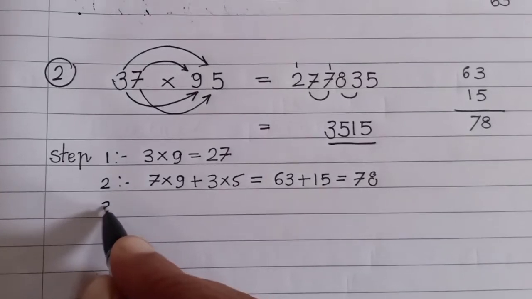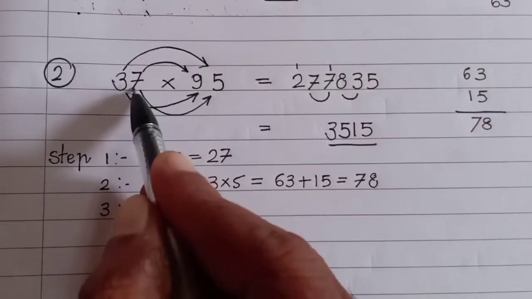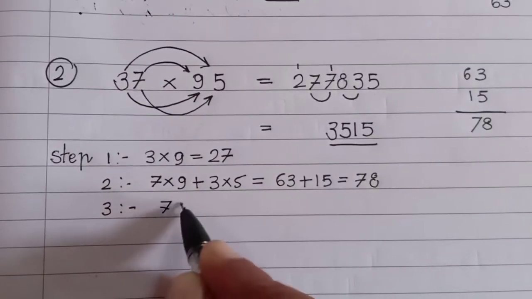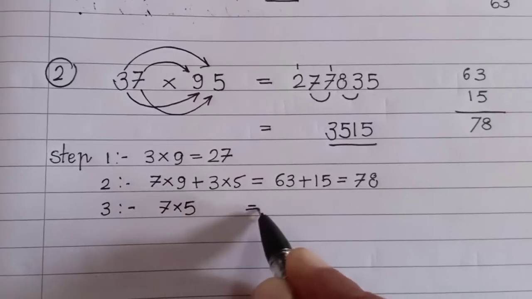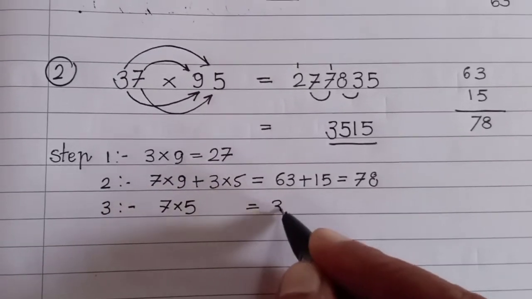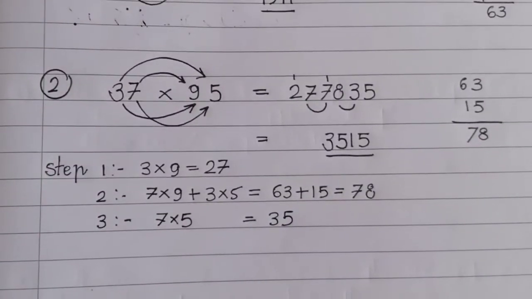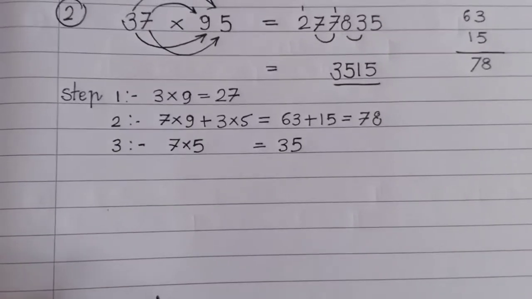What was our third step? It was this 7 into 5. It is 35, that we have written here. That was the verification. Now you see the next.